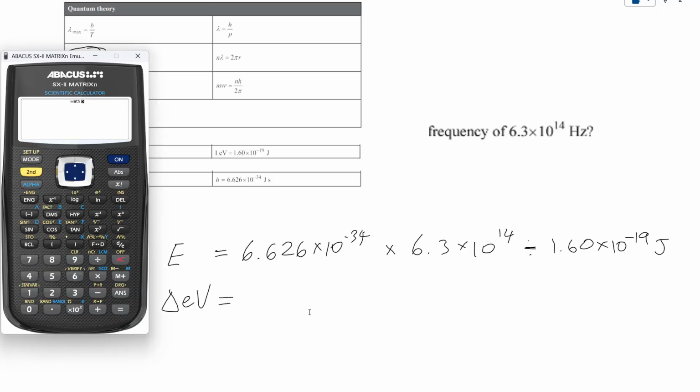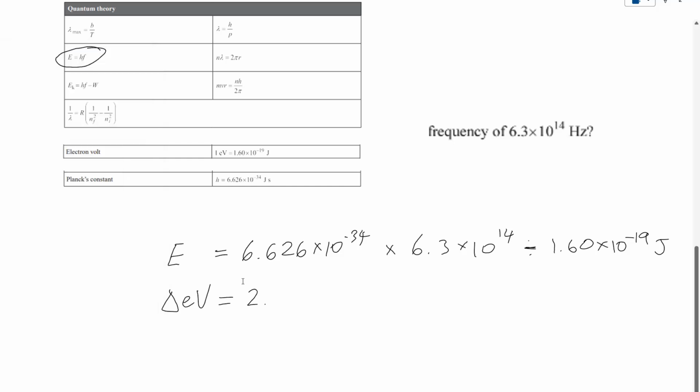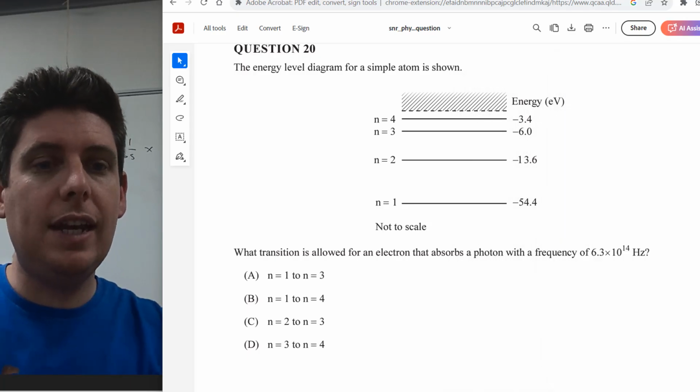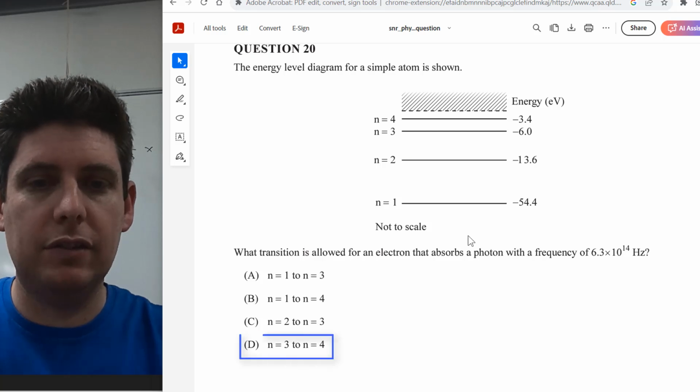Now we need to type this into the calculator. And that will give us our change in eV between the 2 energy levels. Now we just have to look at the graph. It's going 3 to 4, which is D. So D is the correct answer.